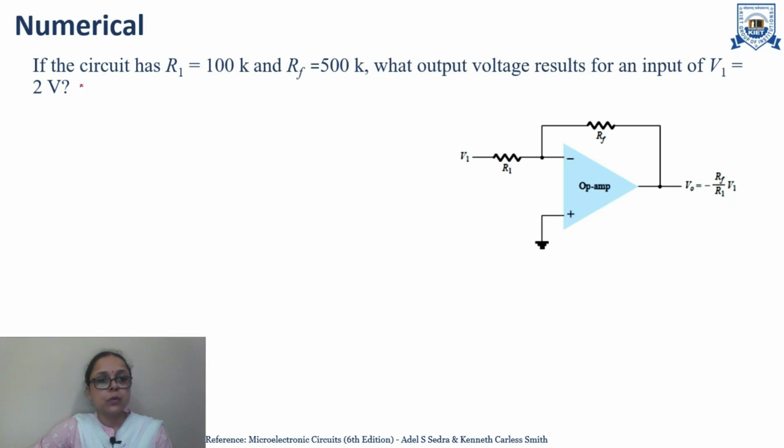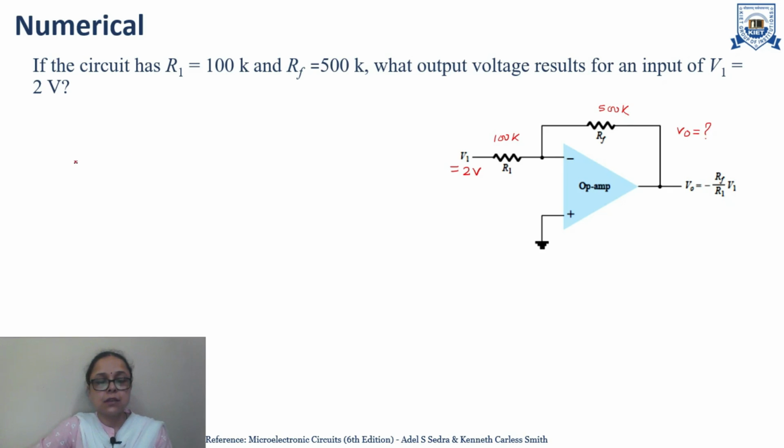Now there is one numerical problem based on this inverting amplifier. The value of R1 is given as 100 kilo ohms, and the feedback resistance is 500 kilo ohms. So we have to find out the value of the output voltage, meaning we have to find out VO if V1 is given as 2 volts.